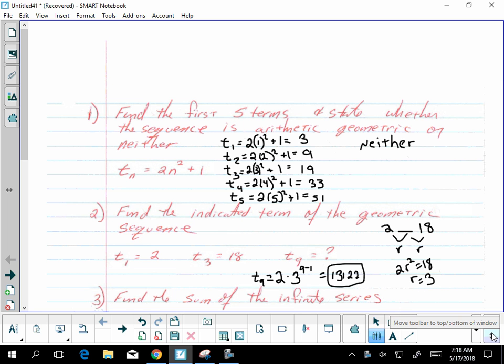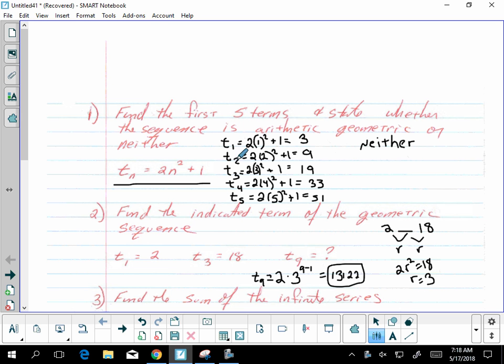Let's go ahead and start with question number 1. We want to find the first 5 terms and state whether the sequence is arithmetic, geometric, or neither. Well, they give us the formula right there, 2n squared plus 1. To find the first term, you just plug 1 in for n. To find the second term, you plug 2 in for n. To find the third term, 3 in.